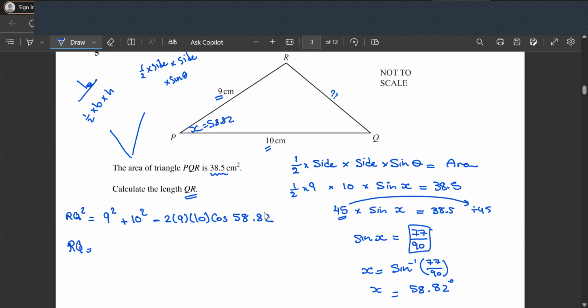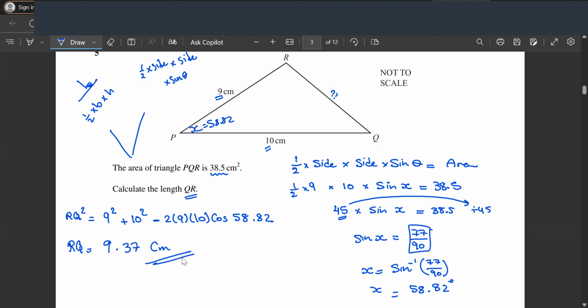Then minus, open a bracket. Okay, 2 multiplied by 9 multiplied by 10 multiplied by cosine 58.82. And close the bracket of the cosine and the bracket you open. Press equal. I will get this number 87.88. Then shift, root the answer. So it will be what? 9.37 centimeters.